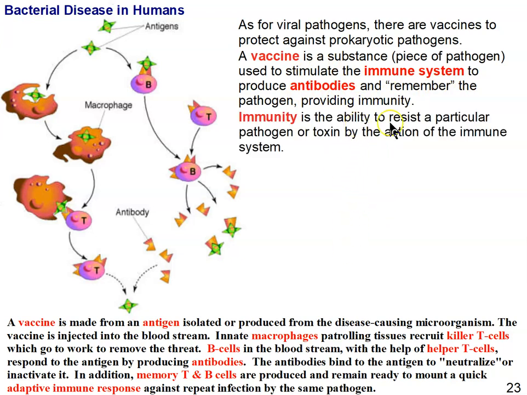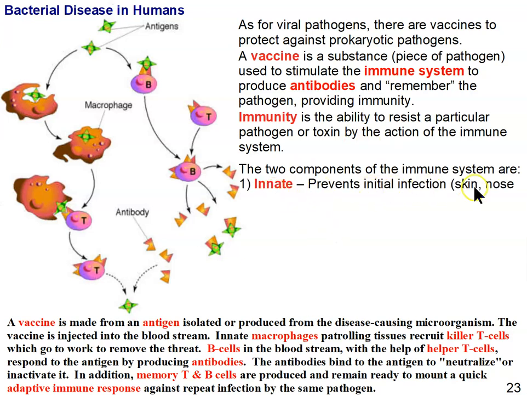And immunity is the ability to resist a particular pathogen or toxin by the action of the immune system, and that would be the part of the immune system we refer to as the acquired immunity. So innate prevents initial infection. Your skin is your primary barrier to being infected by pathogens. Your nose, you're breathing in pathogens all the time, but your nose has hairs and mucus and mechanisms to prevent infection. So hairs and mucus and enzymes, like in your tears, there are enzymes that will actually cause the lysis of bacteria that get into your eyes.